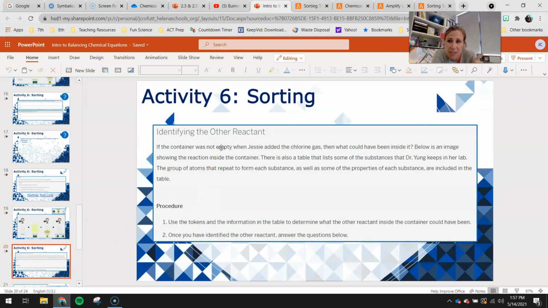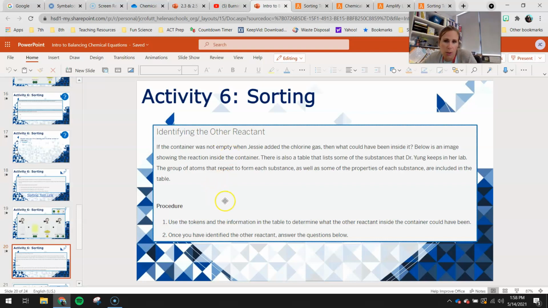If the container was not empty, which at this point you guys should know that it really isn't, when Jesse added the chlorine gas, then what could have been inside of it? Below is an image showing the reaction inside the container. There is also a table that lists some of the substances that Dr. Young keeps in her lab. The groups of atoms that repeat to form each substance, as well as some of the properties of each substance, are included in the table.